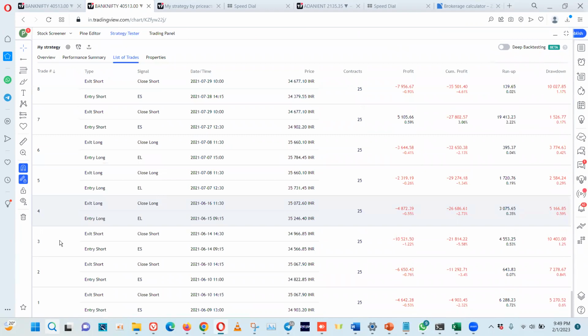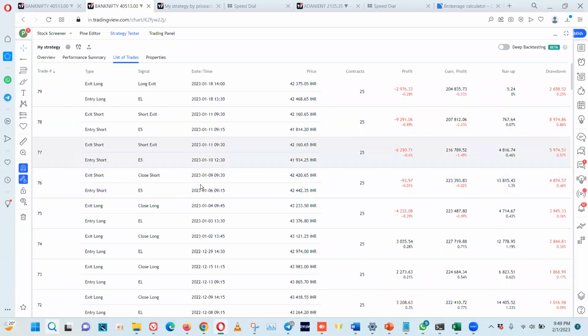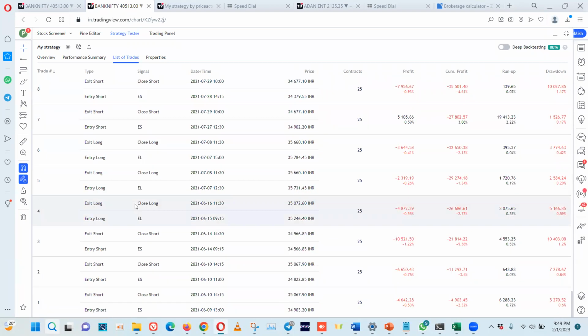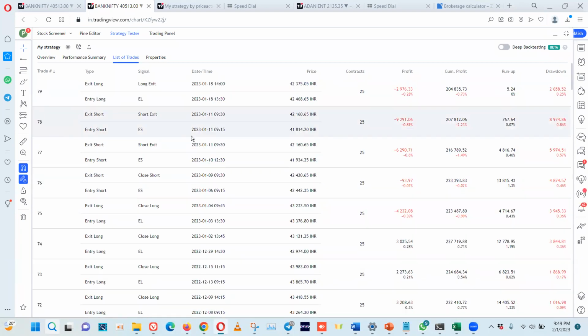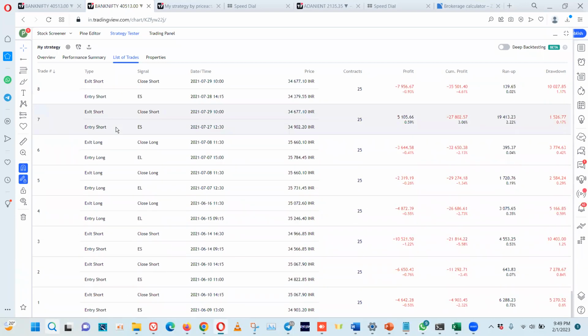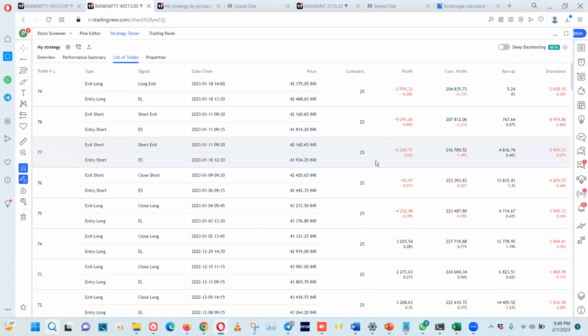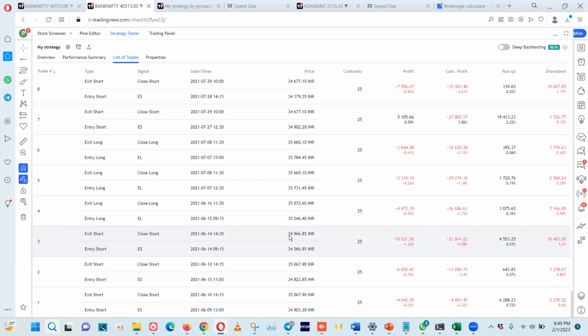From the bottom, we'll find out the first date, that is 9th of June 2021. From 9 June 2021, based on these criteria, there were 79 trades. This is 18th of January 2023, the last trade, and till that time there are 79 trades. So almost 1.5 years and 79 trades, right? Because the criteria are very specific. Otherwise, we tend to trade daily.